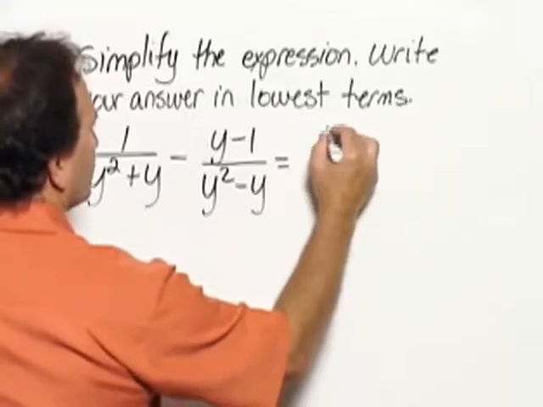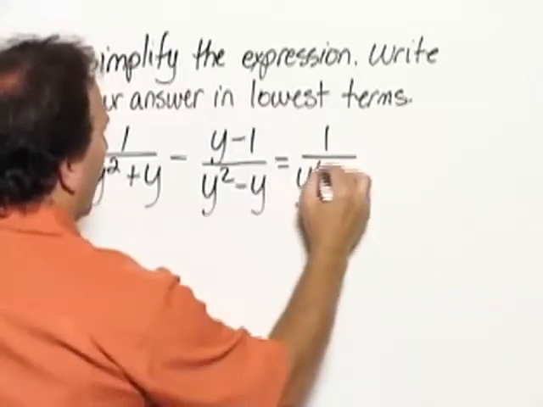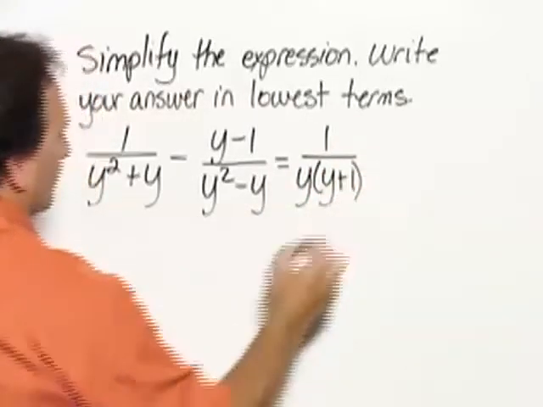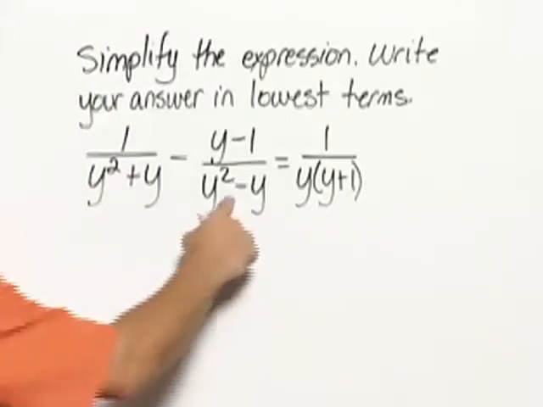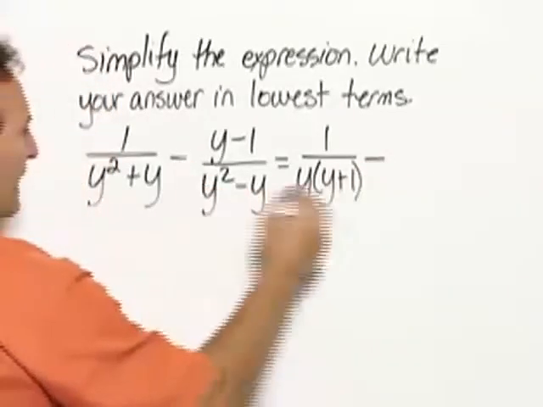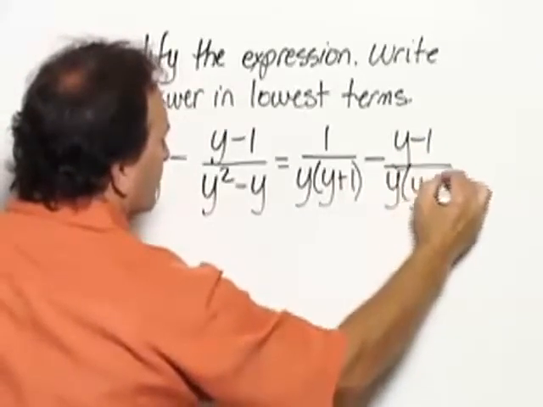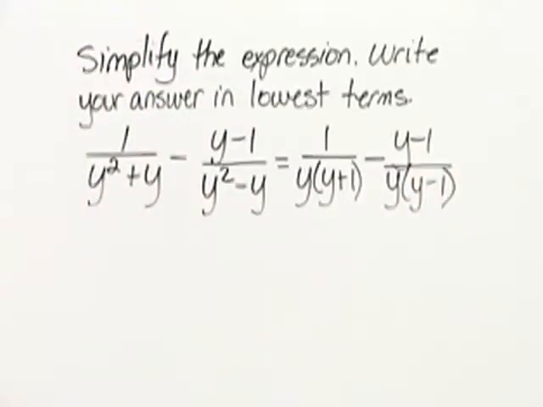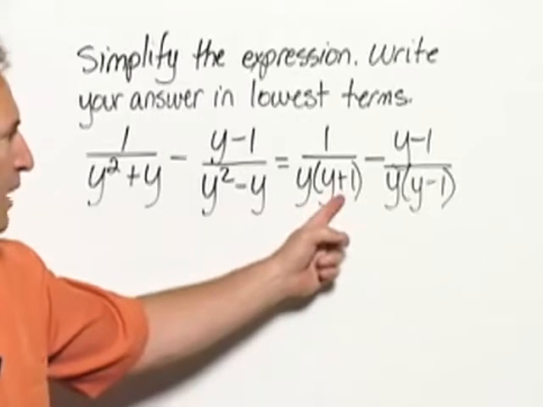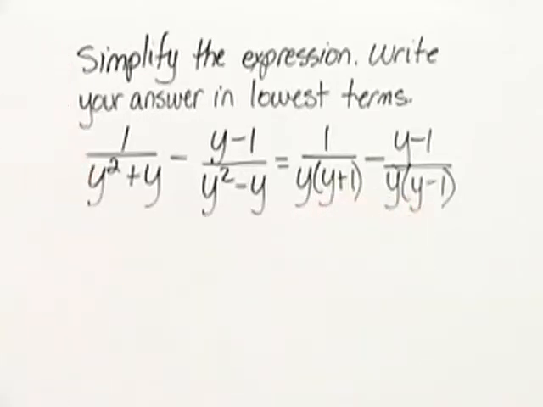So this would be equal to 1 over y times y plus 1. This, we have the subtraction, and then we would have y minus 1 over y times y minus 1. So we now see that the LCD, the lowest common denominator, would be y times y plus 1 times y minus 1. So it has those three factors.